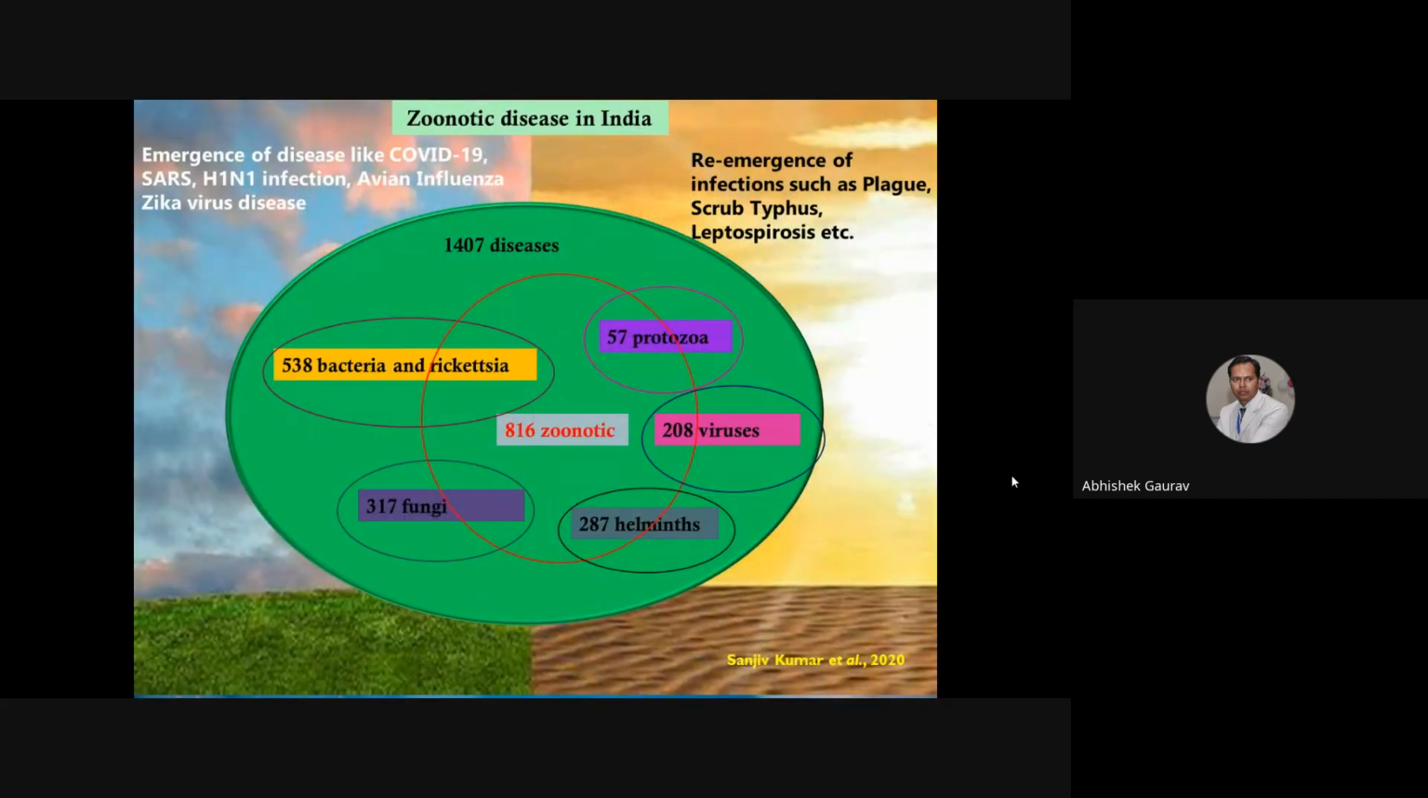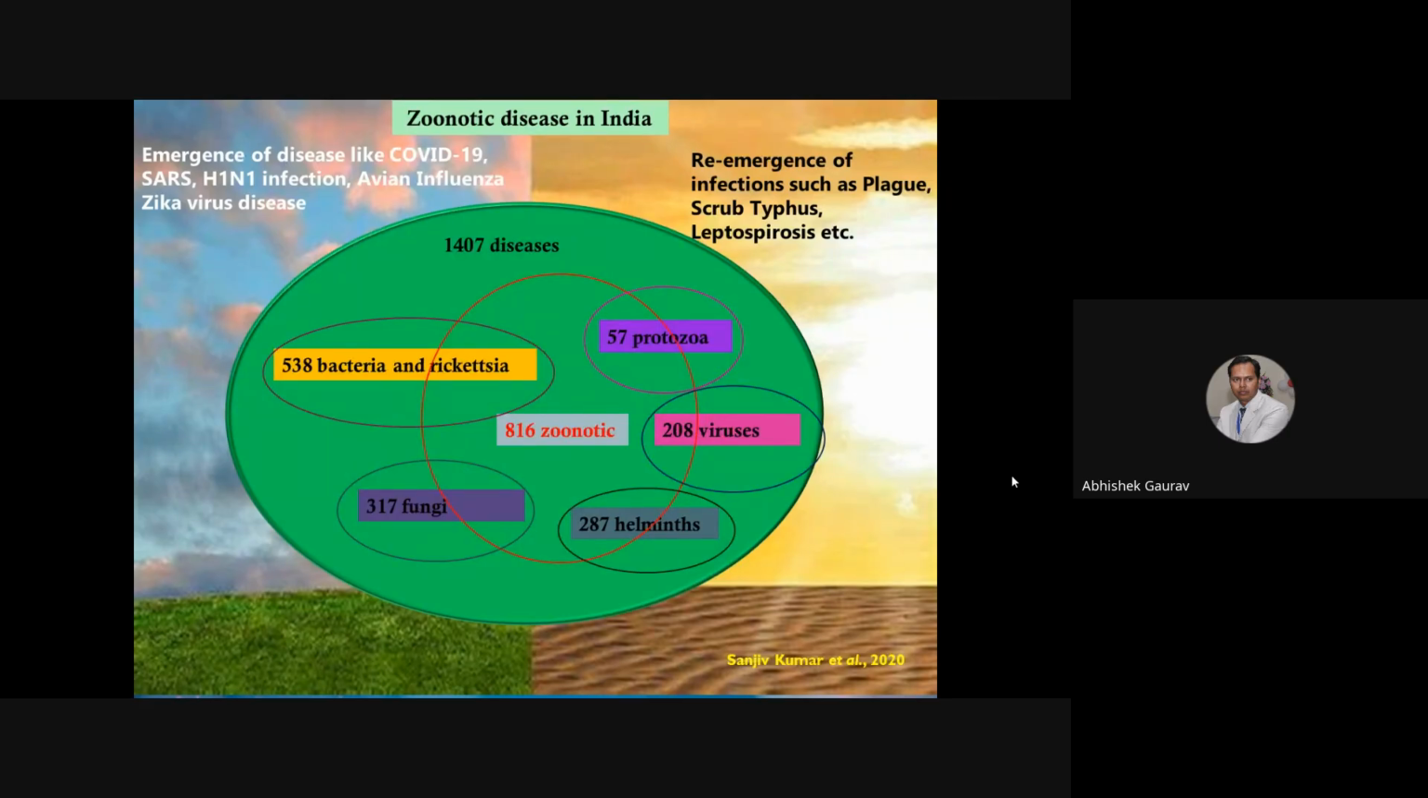Now coming to zoonotic diseases in India, there are 1,407 diseases, out of which 816 are zoonotic in nature. That means around 58 to 59, or maybe you can call it 60%, are zoonotic in nature. So out of 1,400 diseases, which include 538 bacterial, 317 fungal, helminthic, viral, and protozoal diseases, 816 are zoonotic diseases.